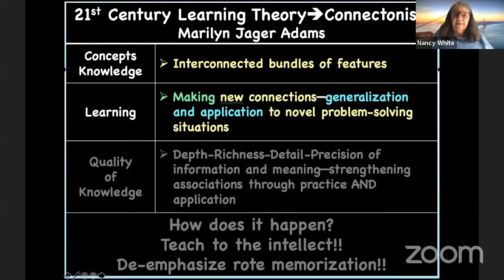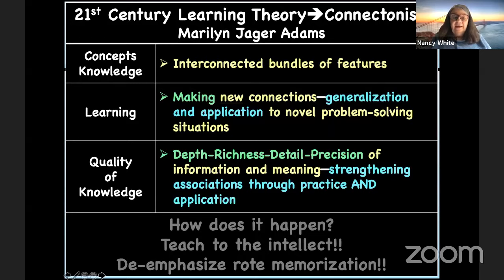So the learning is happening when we make new connections and we generalize those and apply them. And the more generalization we're able to do and the more application means that when we come to a novel problem that we haven't been taught relates to what we've learned, we can use that new knowledge to solve the problem. And that's when learning can be really useful. So the quality of knowledge is the depth and the richness and the detail. So is it just that you have memorized something because you have some mnemonic that's not at all related to what it is?